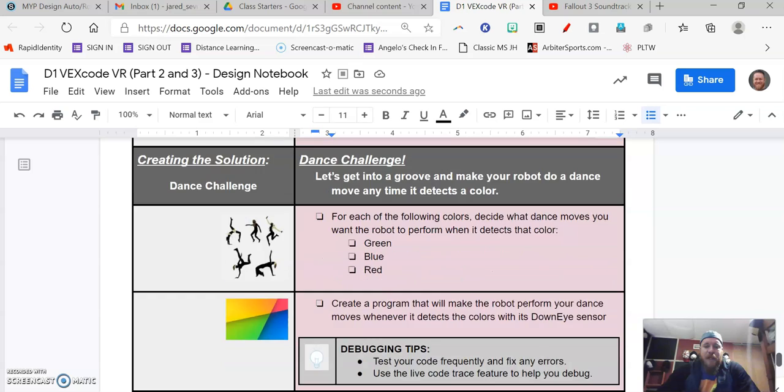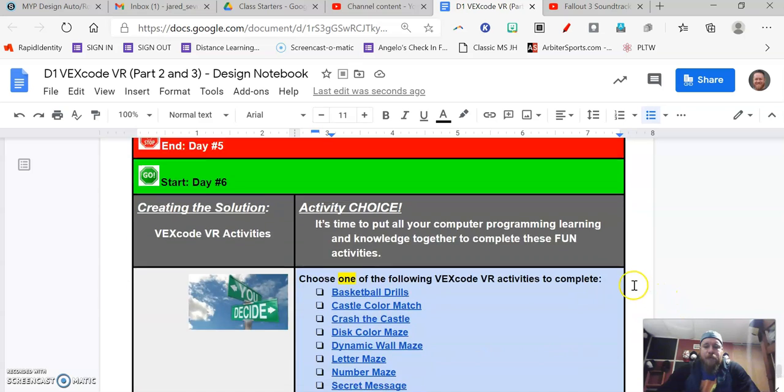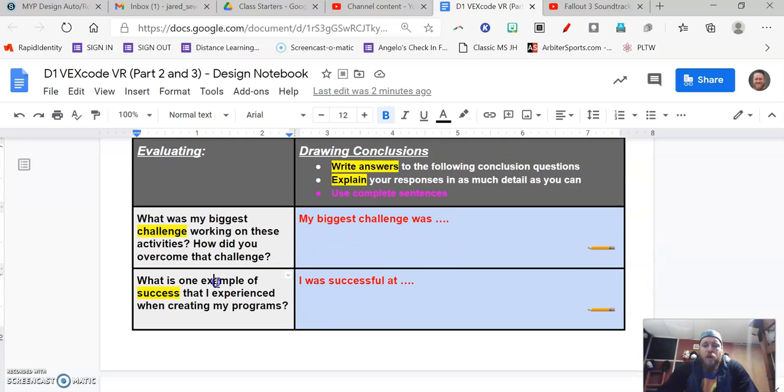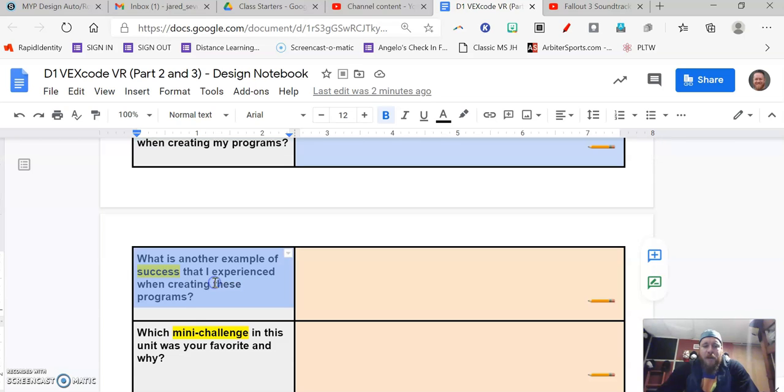And then lastly, we get to our last day, day number 7, where we have some conclusion questions. You need to write answers to these questions, explain your responses in detail, and aspire to answer in complete sentences. It's good, it's professional, it just helps answer those questions well. Okay, what was your biggest challenge working on these activities, and how did you overcome that challenge? Make sure to answer both of those questions. What was one example of success that you experienced when creating your different computer programs? What's another example of success?